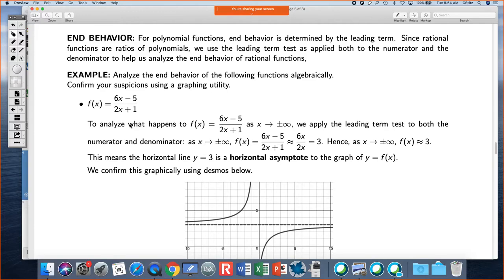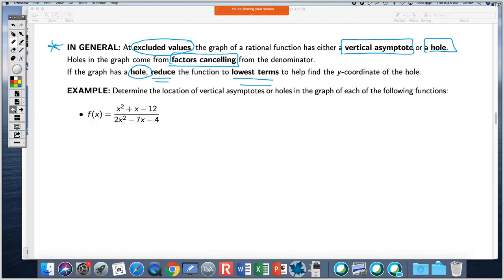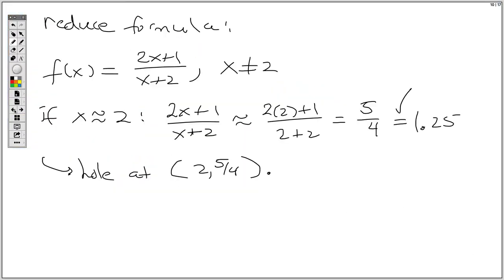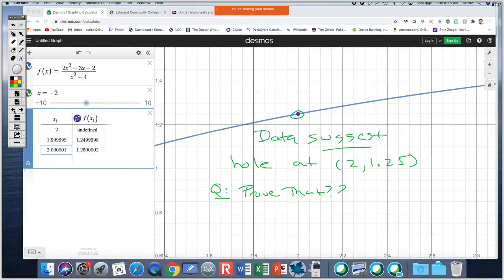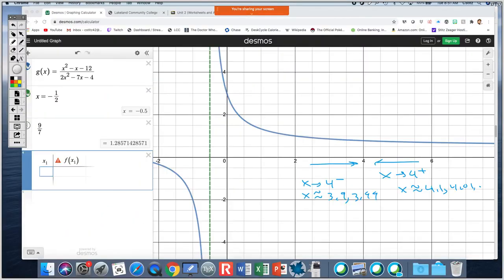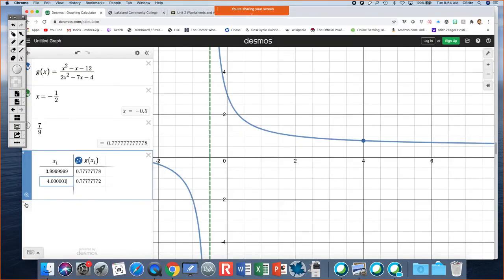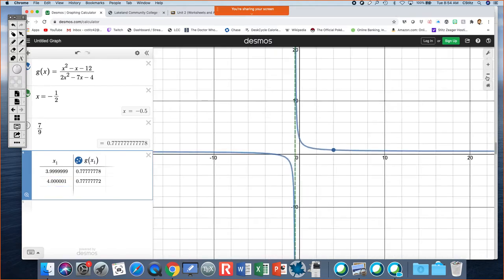So let's go back to the 2 examples we've done. So we're going to break tradition here. Boom. Let's take a look at this example here. We have it up on the screen here. Let's look at the end behavior of this thing. And remember what end behavior is all about. End behavior is all about what happens as x goes off to plus or minus infinity.